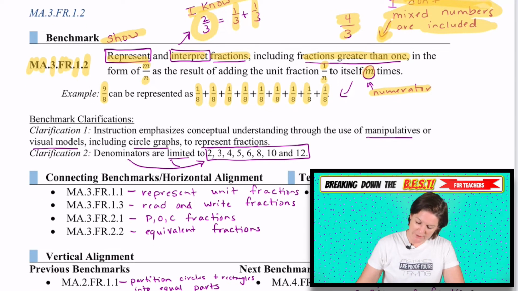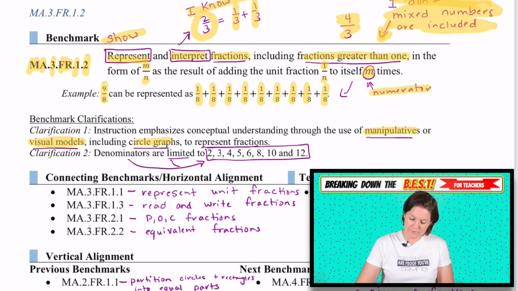So, benchmark clarifications: we need to make sure that we are using manipulatives and visual models, including circle graphs, to represent fractions. Also, our denominators are limited to 2, 3, 4, 5, 6, 8, 10, and 12. Try to keep those denominators inside of those limitations.